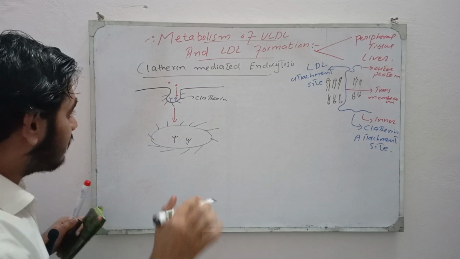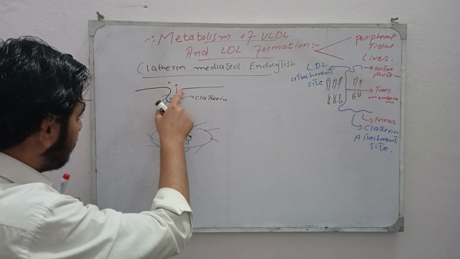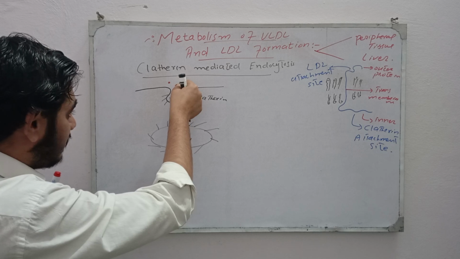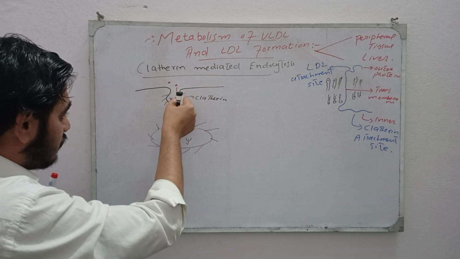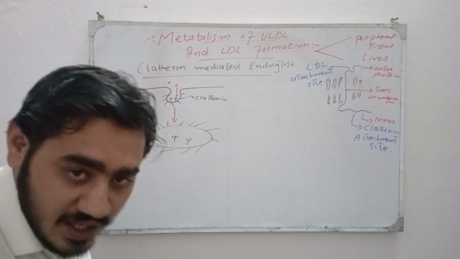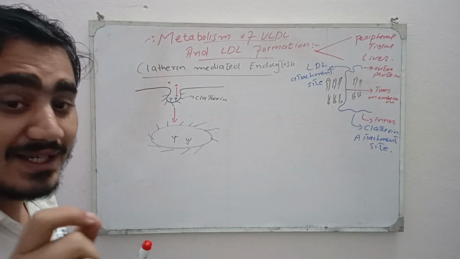I am repeating again. This is the clathrin coated pit. This is the LDL receptor, and in red color, this is the LDL particle. The LDL particle gets attached to the receptor and forms a complex. In the next step, there is the internalization of clathrin coated pits by clathrin.